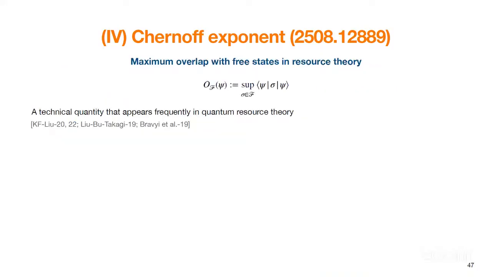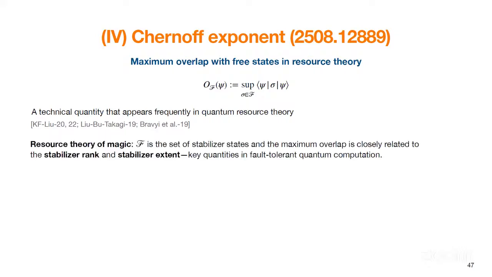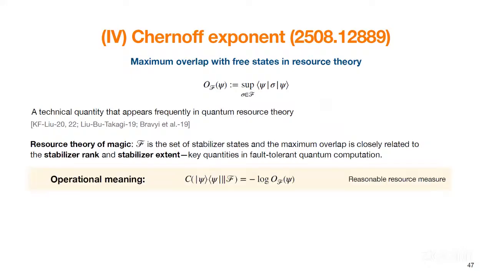Okay. Finally, we'll have a small application. For example, this maximum overlap appears very frequently in resource theory. First, we can connect it with Chernoff divergence. If the first one is a pure state, it simply simplifies to maximum overlap. So it gives an operational meaning of this technical quantity that always happens in resource theory.